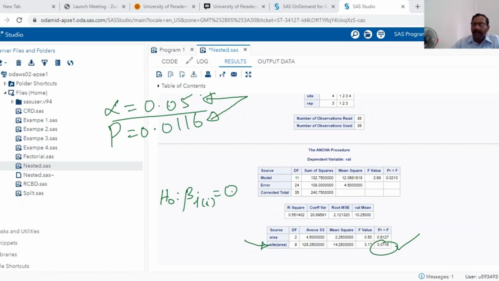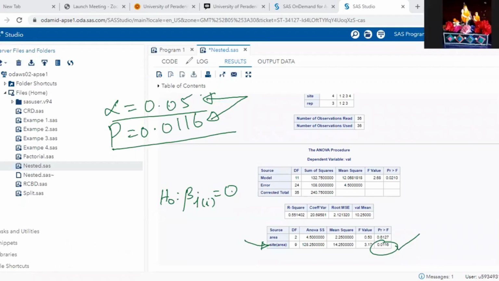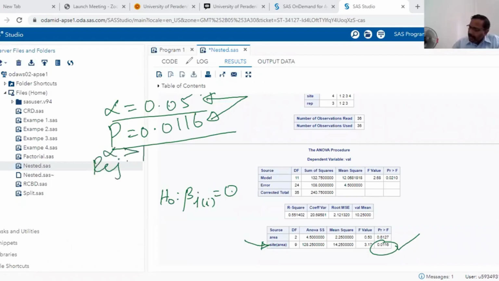So what is our conclusion? Are we rejecting or accepting the null hypothesis? Rejecting our null hypothesis. Because our alpha is higher than the p-value, we reject our null hypothesis. So our conclusion is there is a significant difference among the sites within the area. So we are comparing different sites within each area. So what is next? We'll have to do a mean separation, for example.